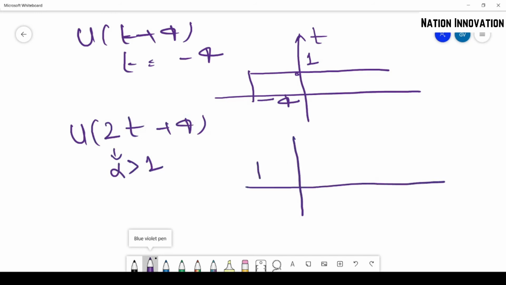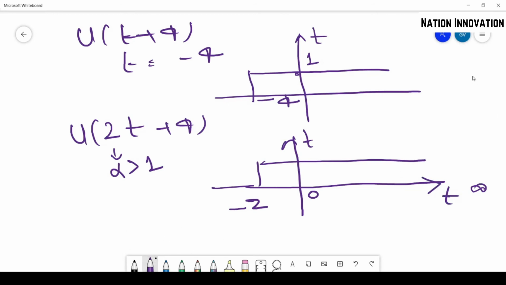So what will we be getting here? We will be getting minus 2 here, and this will be t. This will be 0, and this will go up to infinity. So this is t. Now the last operation which we need to perform is u of minus 2t plus 4. Okay.